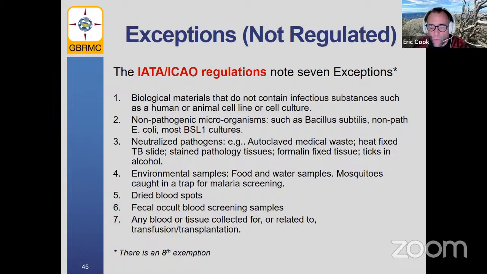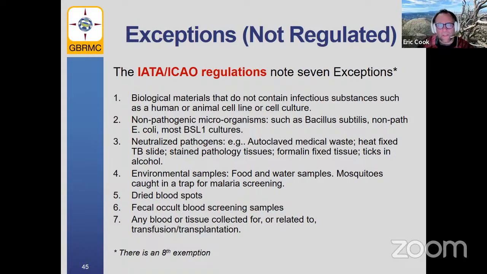Environmental samples, food and water samples, mosquitoes caught in a trap for malaria screening is an example of this. So food samples that you collect to test for, say, foodborne illnesses, or water samples that you're collecting to test for coliforms, things like that. Food, water, environmental samples are specifically excepted.